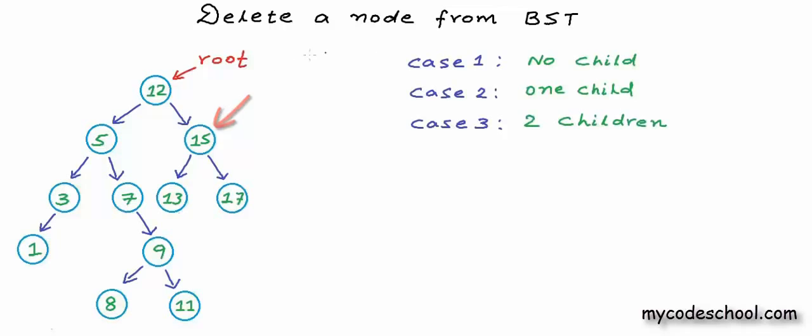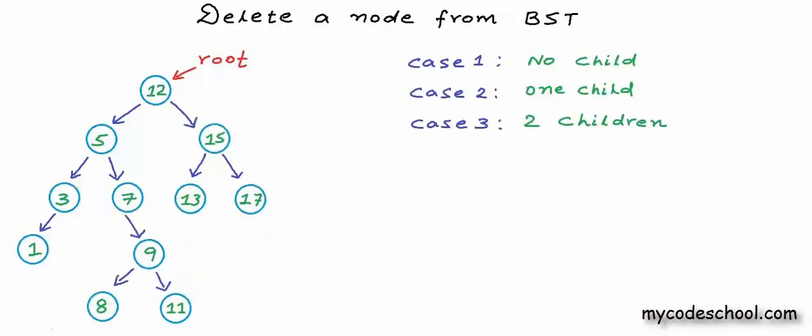While trying to delete 15, if we will connect 12 to 13, if we will make 13 the right child of 12, then we will include 13 and anything below 13. That is, we will include the left subtree of 15, but we will lose the right subtree of 15. That is 17 and anything below 17. Similarly, if we will make 17 the right child, then we will lose the left subtree of 15. That is 13 and anything below 13.